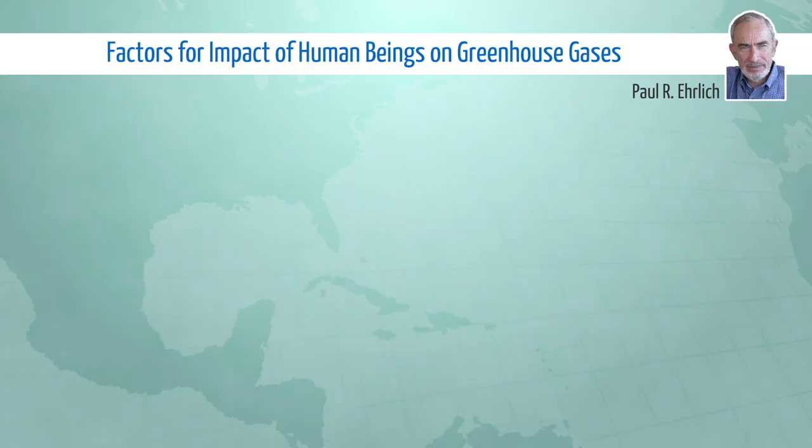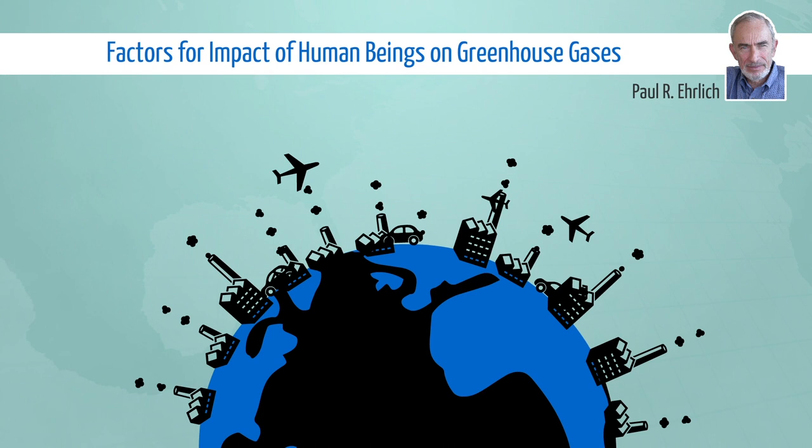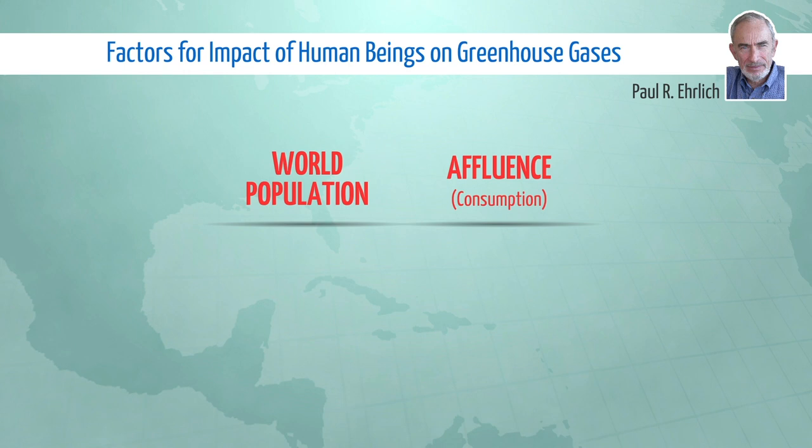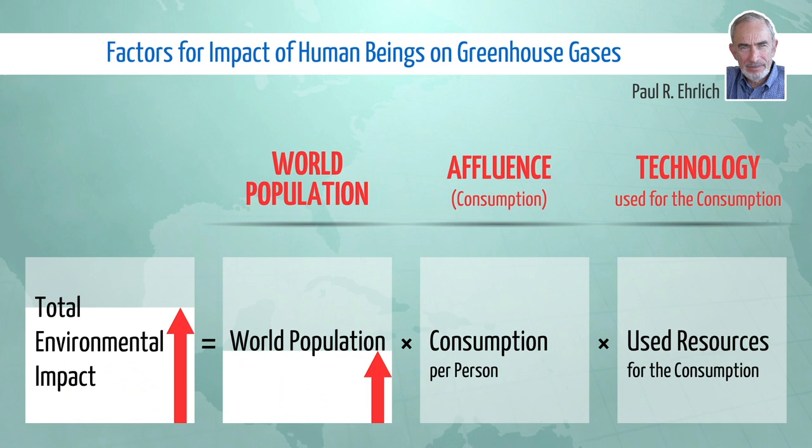To determine the impact of human beings on CO2 emissions, we can use Ehrlich's formula, which is based on the factors of population, affluence, and technology. Environmental impact increases depending on whether there is a population growth, higher consumption per person, and how resource-intensive the consumption of a good or service is.